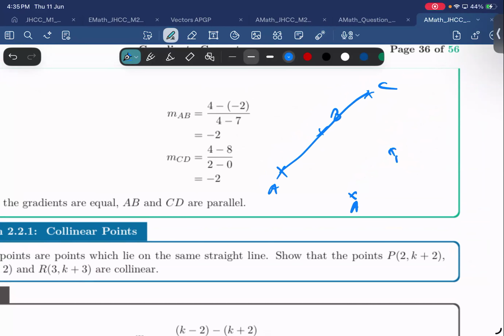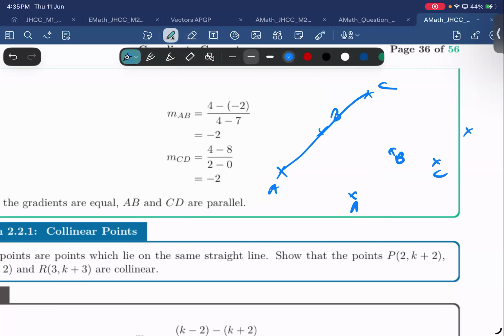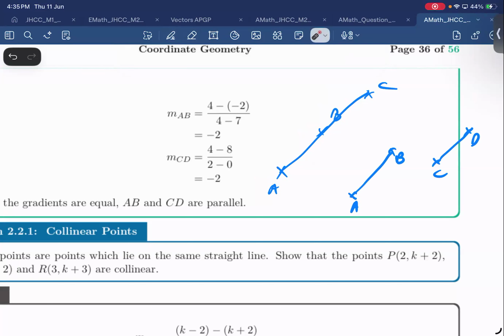But what if I have AB and maybe CD? Okay, maybe like here, CD. So if I somehow have 4 points, then I calculate the gradient of AB is equal to M, say 5, and I calculate the gradient of CD is equal to 5. So in this case, they are parallel, but they're not collinear.